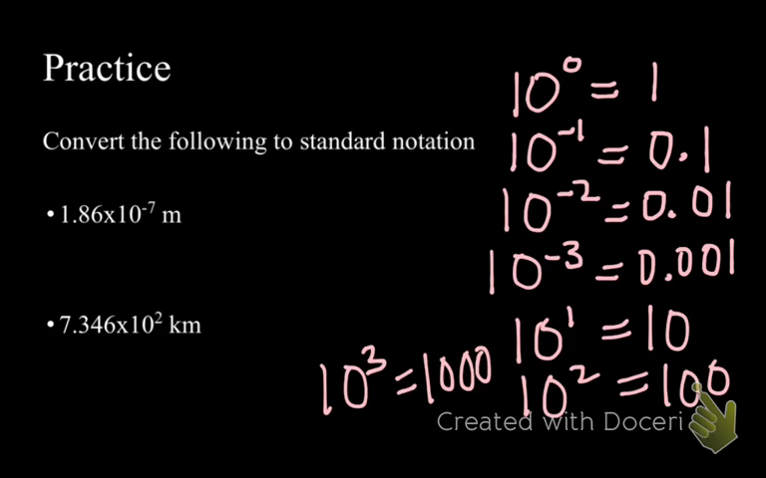Don't be so confused about whether it's a negative exponent or a positive exponent. Think about the number logically. Is it a small number? You're going to have a negative exponent. Is it a large number? Is it greater than 1? You're going to have a positive exponent.